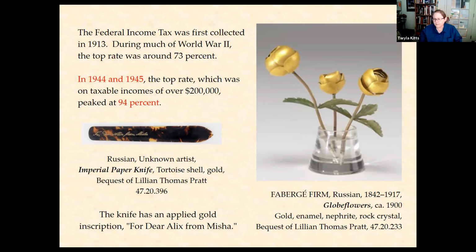And by the way, this is the paper knife he was talking about that she was trying to pay for, and the globe flowers. The little paper knife has an inscription: "Dear Alix from Misha." Anybody have any idea, or do we have any Russian history enthusiasts who know exactly who those people are?